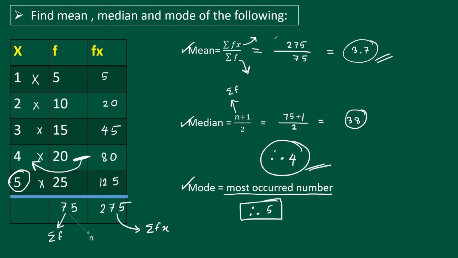Or the easiest way by which you can do this kind of maths is to just look at the frequency column and identify the biggest frequency value. The biggest frequency value over here is 25. So the rule is the value of x which is beside the biggest value of frequency is basically the mode. We can see beside 25 it is 5. So that means 5 is the mode of this question. This is how we actually find out the mean, median, and mode.